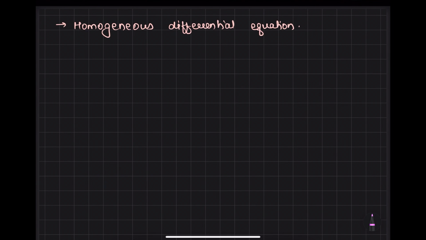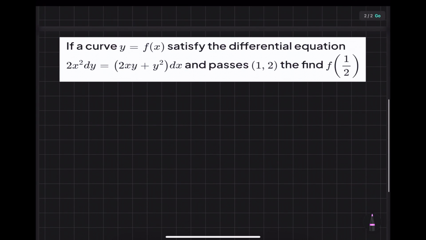For example, look at this question. 2x square: x square means the variable is carrying x square, so the degree is 2 for this element, because x is carrying 1 power and y is carrying 1 power, so altogether this element carries 2 power. y square is carrying 2 power. So this is a homogeneous differential equation.